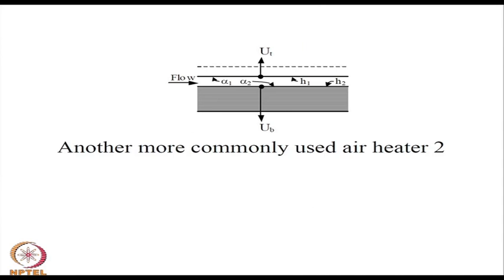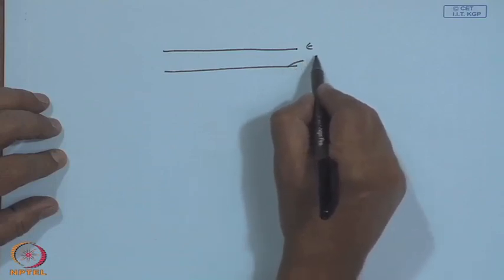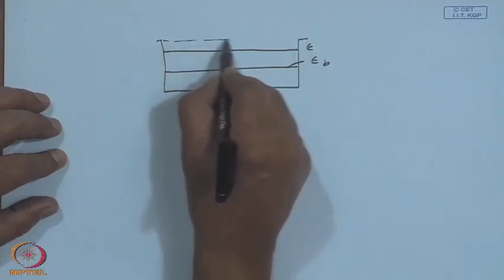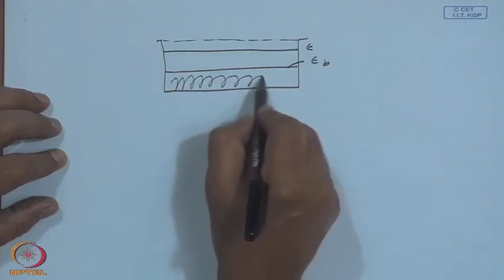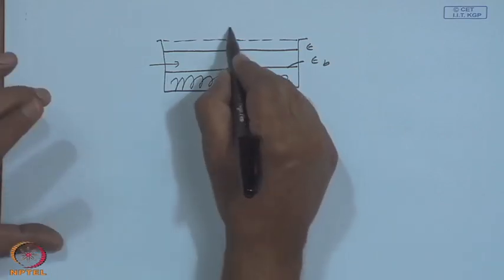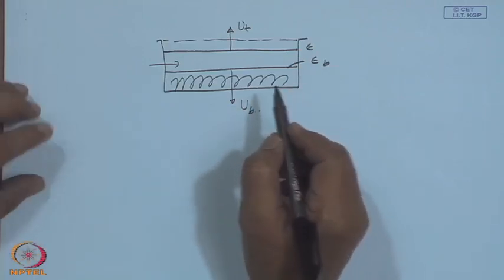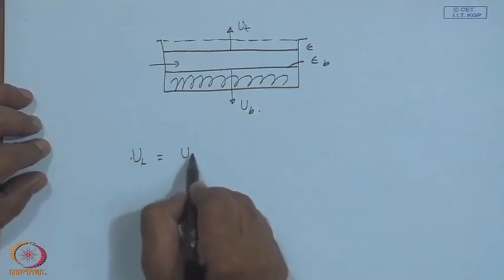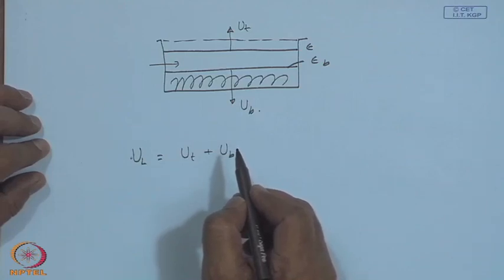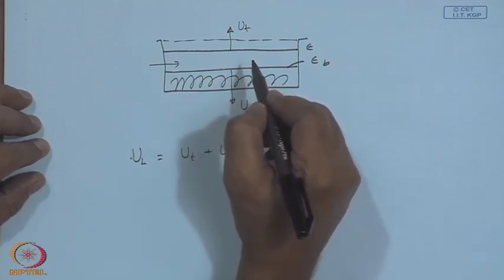And this is also, we have considered a duct formed by an absorber plate of emissivity epsilon and a bottom absorber plate kept in a box with a top cover and this being insulated and the flow being in this direction or perpendicular, depending upon the view. And this is your UT and this is your UB, that is the bottom loss coefficient. So, for this configuration you have UL equal to UT plus UB. As pointed out earlier, the loss coefficient will be the summation of the top and the bottom loss coefficient when the fluid does not directly come in contact with a heat losing surface.